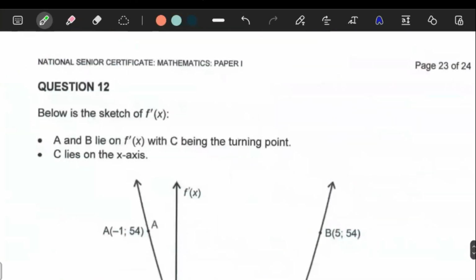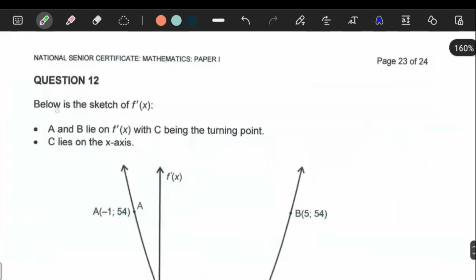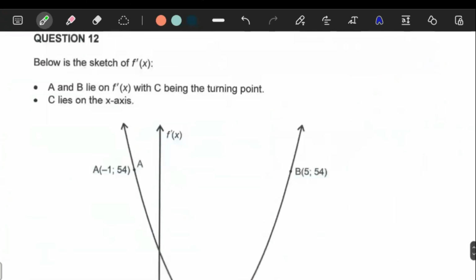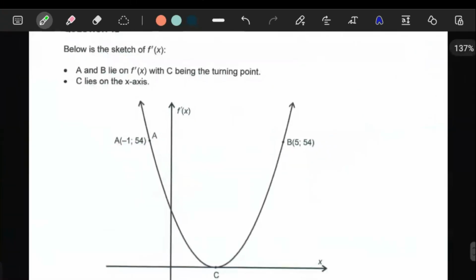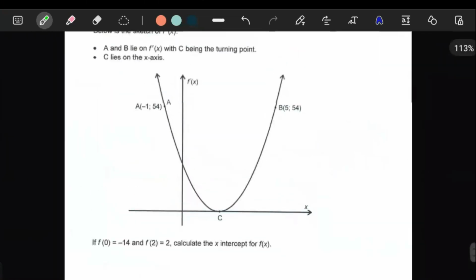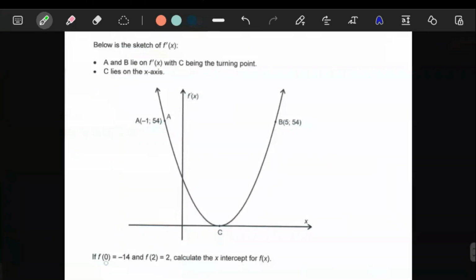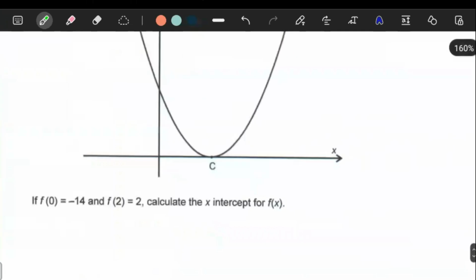Question number 12. It says, below is the sketch of the first derivative. Okay, this is quite interesting. It's a sketch of the first derivative, and then it says A and B lie on the first derivative, with C being the turning point. C is on the x-axis. And then it says, if you throw 0 into the original equation, the outcome is a negative 14. Remember, if your x is a 0, it means that you are getting the y-intercept.